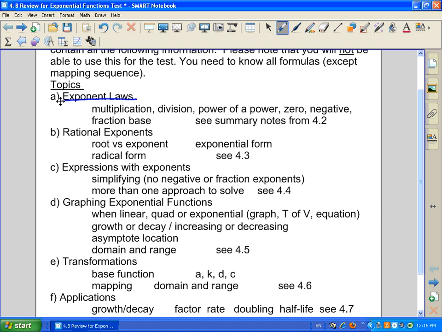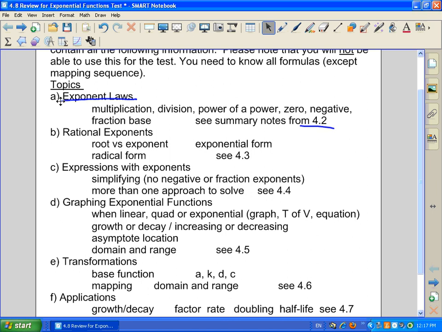For a negative exponent, you flip the fraction to get the reciprocal and make the exponent positive. And for a fraction base, remember that the exponent affects both the numerator and the denominator. For help on that, see section 4.2.